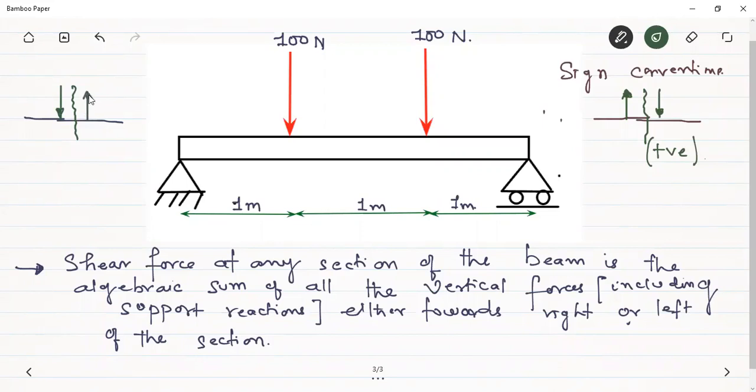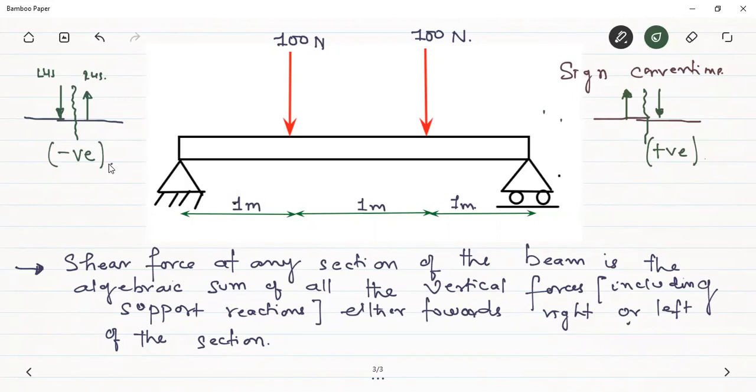I mean to say, if it comes to be upwards towards the right hand side of the section, okay, this is the left hand side, this is the right hand side. If the algebraic sum of all the forces, including the reactions, comes out to be positive, this upwards towards the right of the section, or it comes downwards towards the left of the section, then this shear force is said to be negative shear force. This is the sign convention which we have to follow.